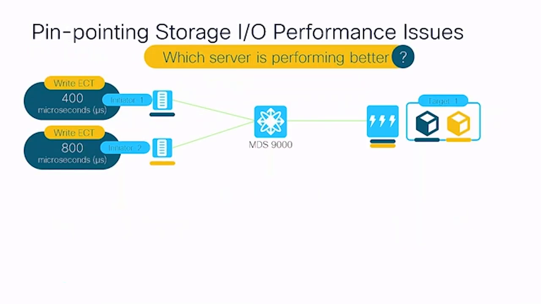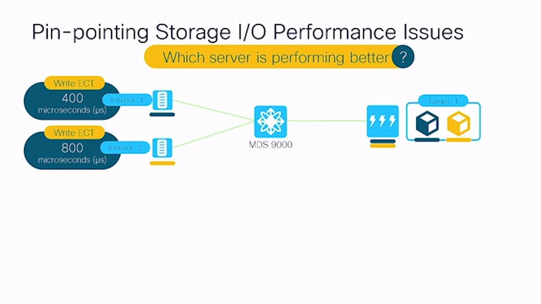We'll go into detail. And here is a question for maybe you. Let's say there are 2 hosts, initiator 1 and initiator 2. Initiator 1 says, I have an exchange completion time for read commands that takes 400 microseconds to complete. The other initiator says, I take 800 microseconds to complete. SAN Analytics gives you this information. After looking at this information, which server do you believe is performing better? Any thoughts, guesses? Yeah, maybe, I don't know. But it's not enough information.